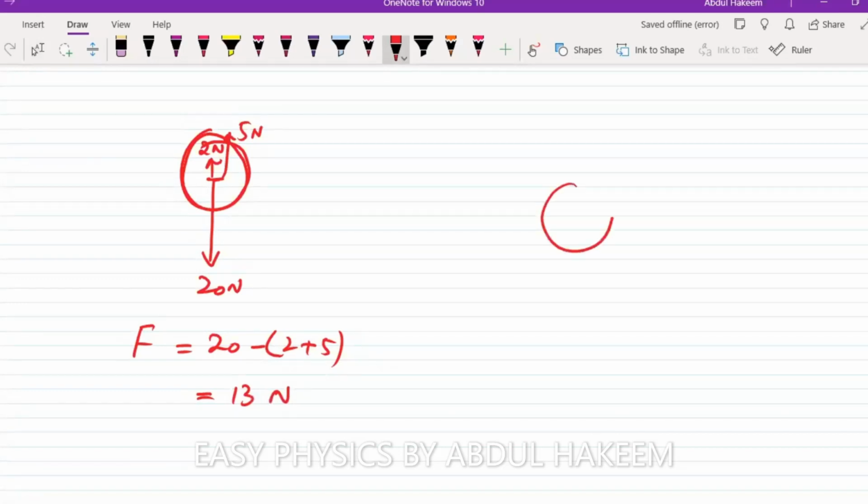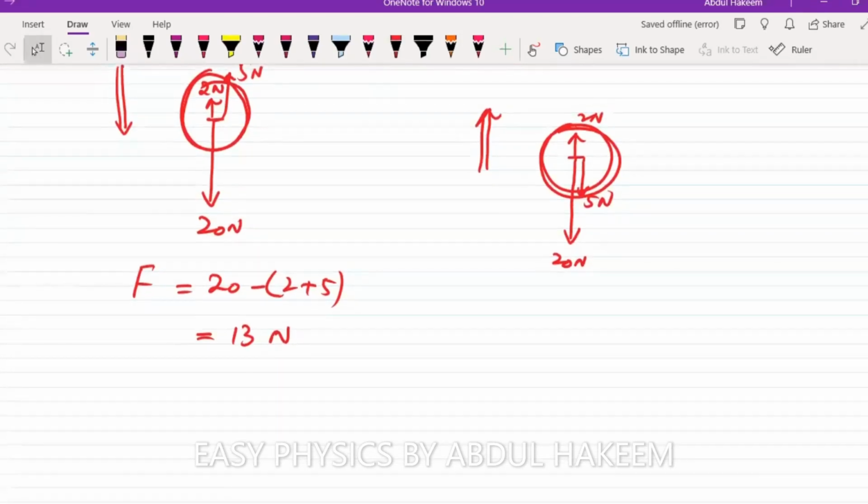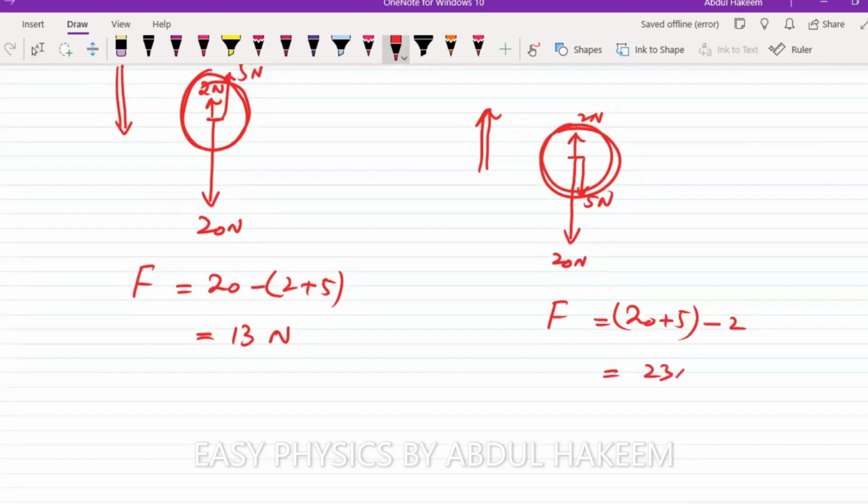When the object is thrown up, suppose at some stage, weight is the same, upthrust the same, 2 Newton, in the same condition, and the air resistance is now opposing the motion, because here the object is falling down and here it is thrown up. So air resistance will be acting down. Suppose it's 5 for the same speed. Now the resultant force will be 20 plus 5 minus 2. So this is 23 Newton.